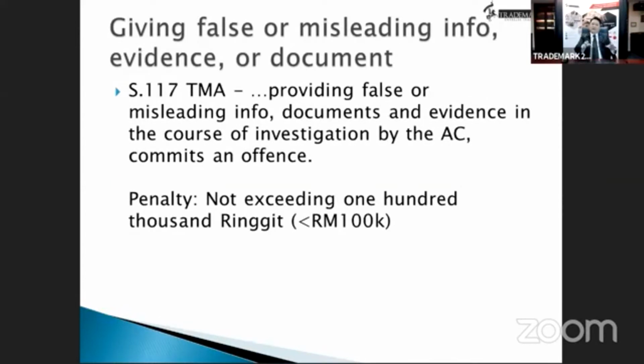Now, giving false and misleading information to the assistant controller will be an offense. So it's under section 117. Under section 117, providing false and misleading information, documents and evidence in the course of investigation will be an offense, and once caught, the penalty will be not exceeding 100,000. So don't play, when the AC calls you before the office, be honest and give all the information, because he will check. You give wrong information, you get it, okay? 100,000.